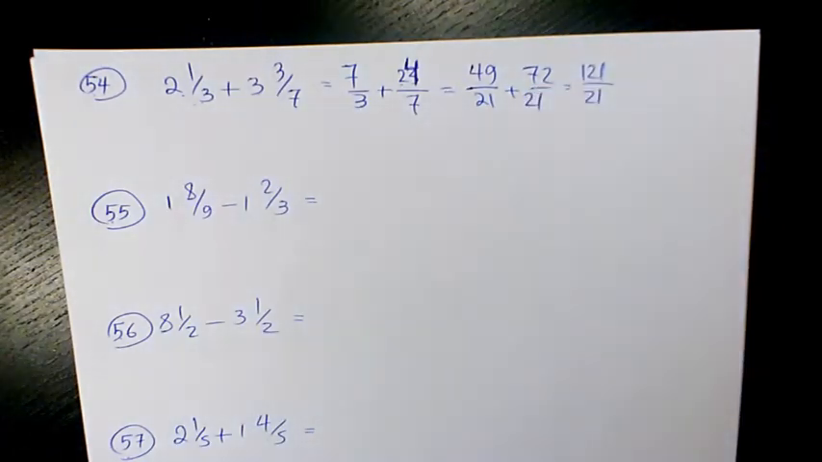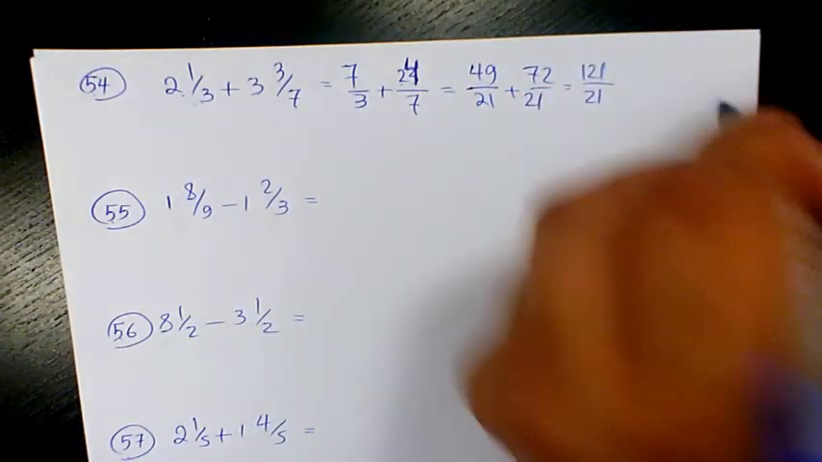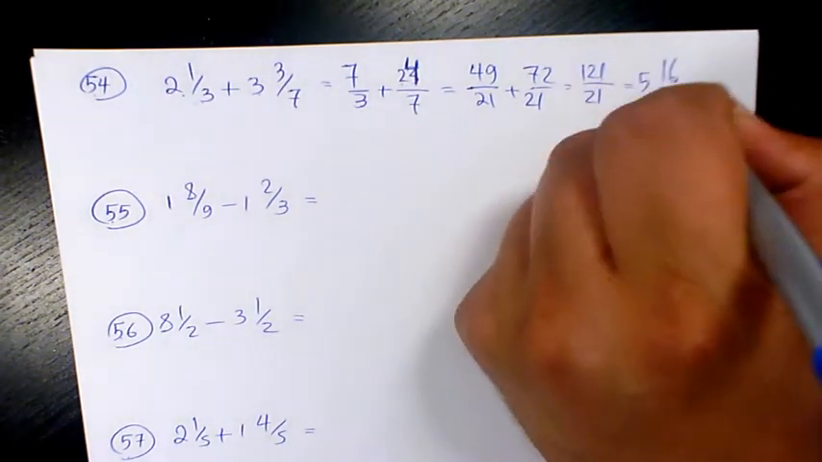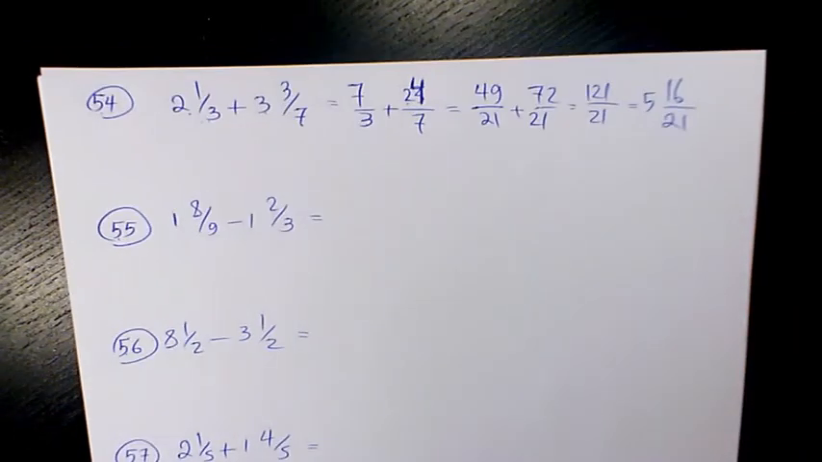When you divide it by 21, it's going to be 5.76. So we keep the 5. 5 times 21 is going to be 105. 121 minus 105 is going to be 16 over 21. And we cannot reduce it more than that.